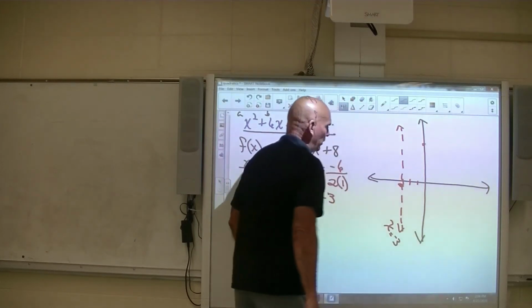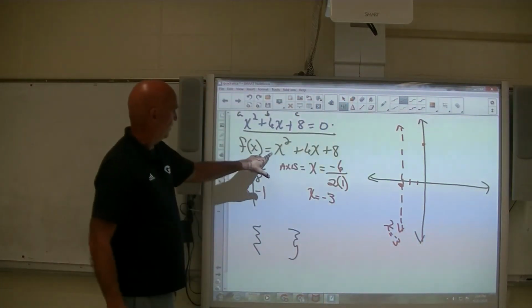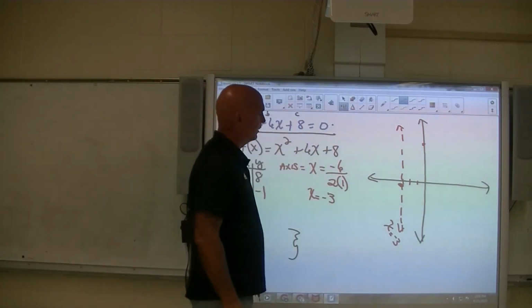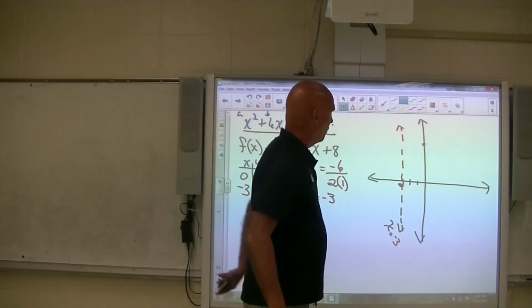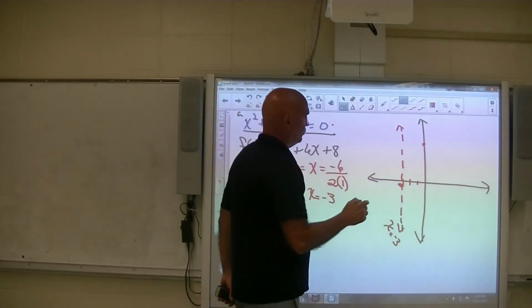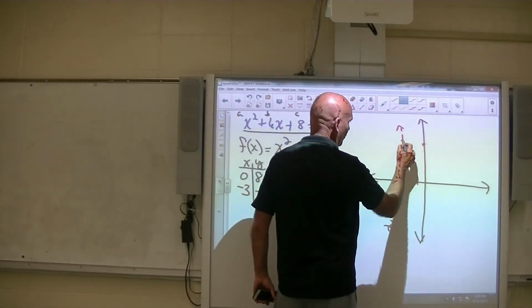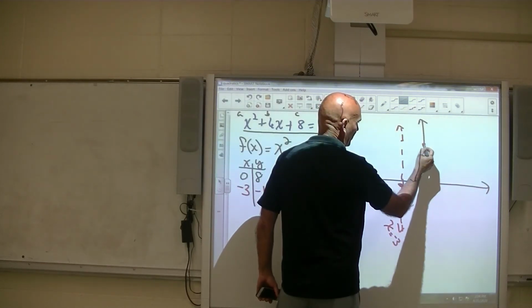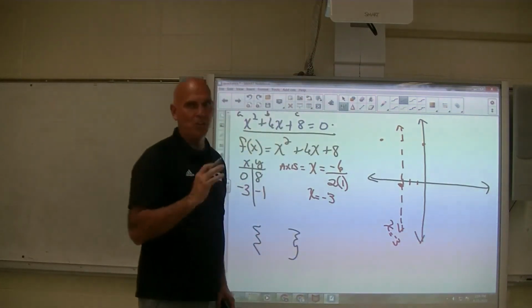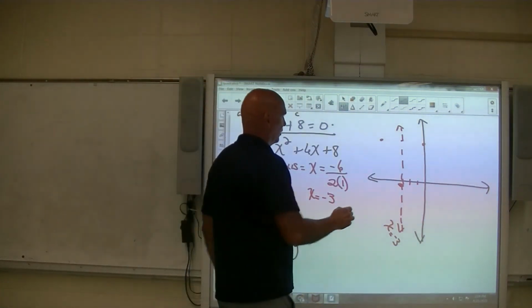Which way is this going to open? Is it going to open up or down? Well, x squared is positive. It's just 1x squared, so it's opening upward. And now you can see with this point over here, let me show you something else about mirror images, about an axis of symmetry. If the axis of symmetry is negative 3 and there's a point at 0 right here, there's going to be another point 3 units away over here that's the mirror image of that point. That's what symmetry is all about.